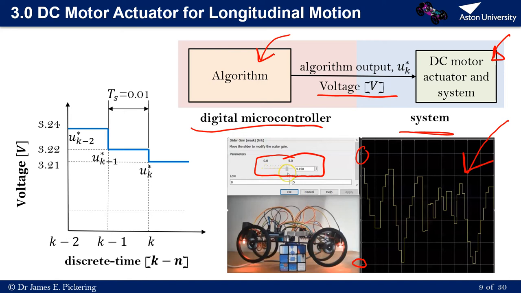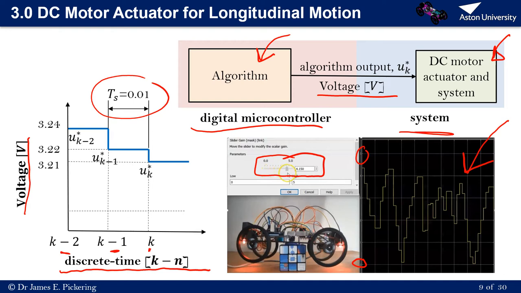We can represent this in graphical form. We've got discrete time along here, so k minus n: current sample, past sample, and then 2 samples ago. On the y-axis we have voltage, and you can see the various voltage values. u_k star, your algorithm output, the current sample, is given by a value of 3.21. The voltage is effectively held for the sample time selected. I told you the sample time we're using is 0.01, so the voltage is held for 0.01 seconds. The past sample is 3.22 volts, held for 0.01 seconds, and 2 samples ago the voltage was 3.24 volts, again for 0.01 seconds. So you can see how this is operating.